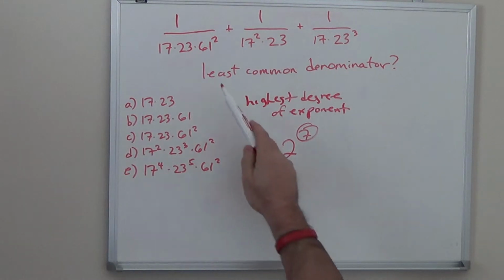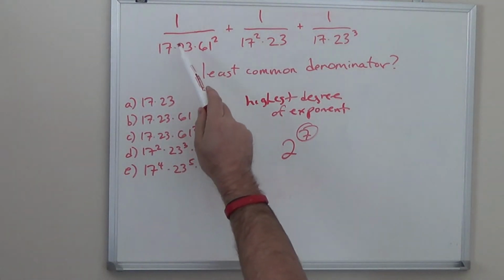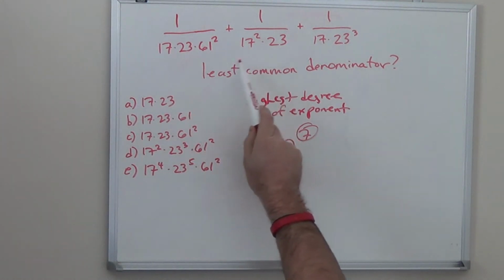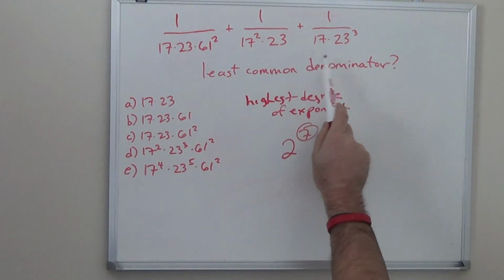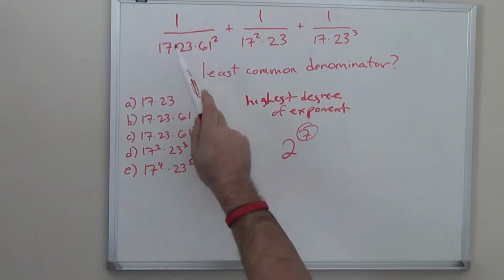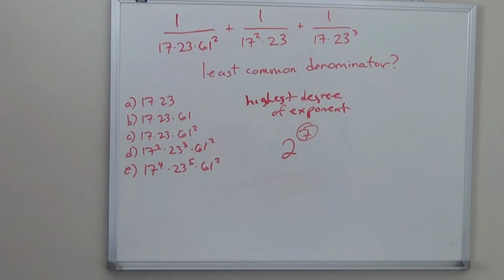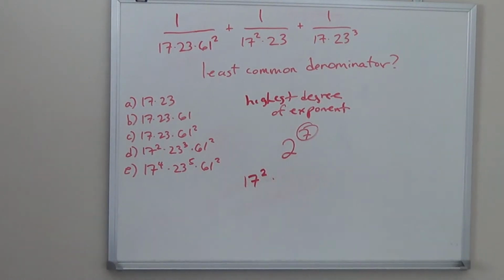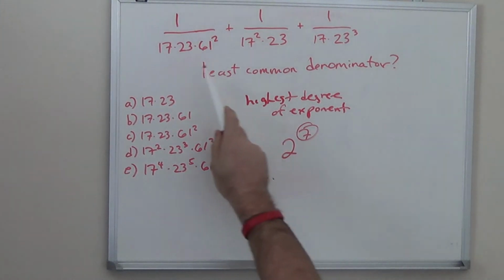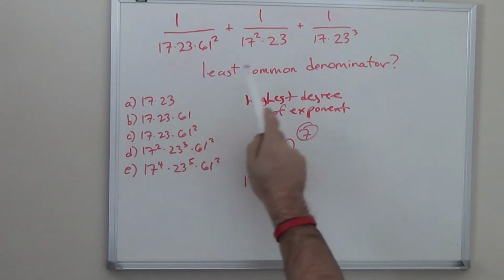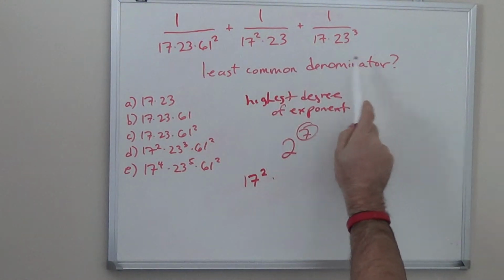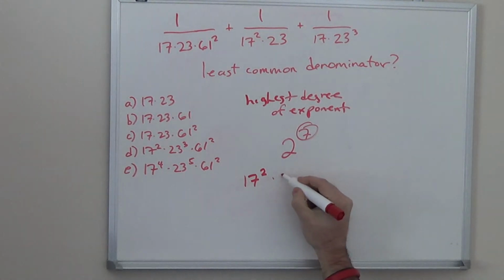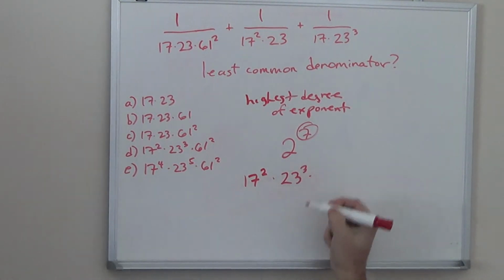So first we'll look at the 17, right? That's just 17, so there's a 1 implied there. So that's 17 to the first, that's 17 to the second, and that's 17 to the first. So we have a 1, a 2, a 1. Pretty confident we know 2 is the highest, so I know 17 squared has to be in there. And then I look at the 23. There's a 1, there's a 1, there's a 3. What's the highest number? 1, 1, and 3? 3. So it's 23 to the third.